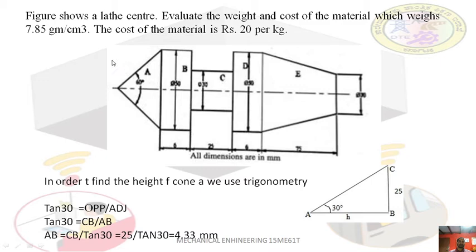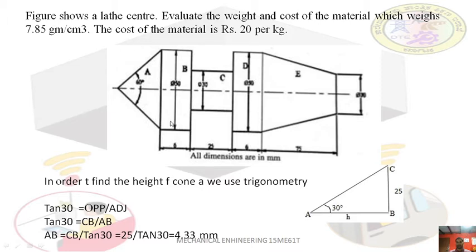Here the figure shows the lathe center. Evaluate the weight and the cost of the material. It weighs 7.8 grams per centimeter cube. The cost of material is rupees 20 per kg. So he has given the density and the cost of material per kg. You need to find out how much weight of material is required to manufacture this spindle, multiplied by cost per kg, which will give you the cost of the material.